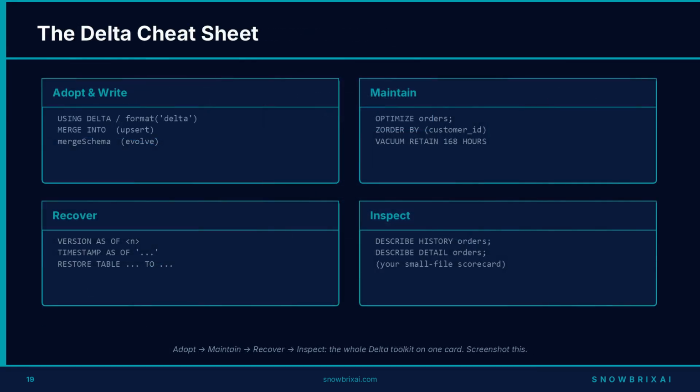Here is your Delta cheat sheet. Screenshot this one. To adopt, use USING DELTA or format delta. To upsert, use MERGE INTO. To evolve, use mergeSchema. For speed, run OPTIMIZE and ZORDER BY. To recover, use VERSION AS OF or RESTORE. To clean up, use VACUUM. And to inspect, run DESCRIBE HISTORY and DESCRIBE DETAIL. That is the entire working vocabulary of Delta Lake in 4 boxes. Pin it next to your desk. You will reach for these commands every week you work on a lakehouse.